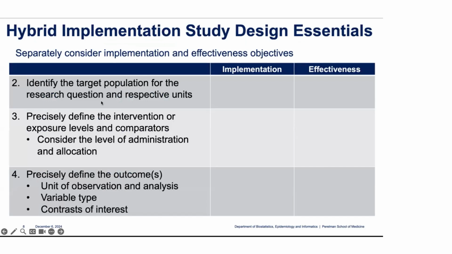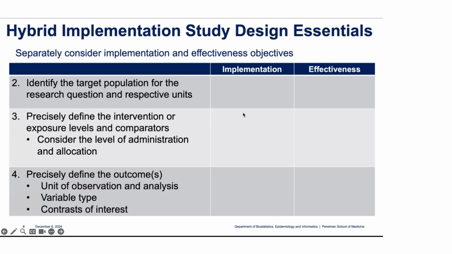Next, I think it's helpful if we note that we're considering these elements in parallel across our two objectives. And so we can construct this table here and say, well, how do we think about the target population and the units for the implementation objective? And how do we think about it for the effectiveness objective? And we can go through our listing of essential design elements in this paired way.